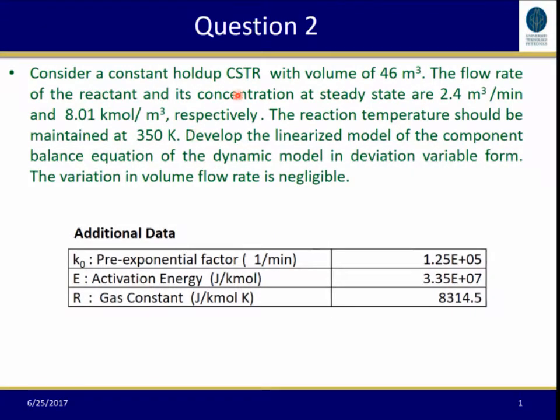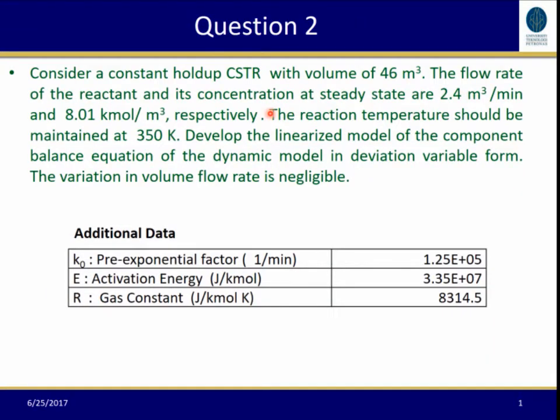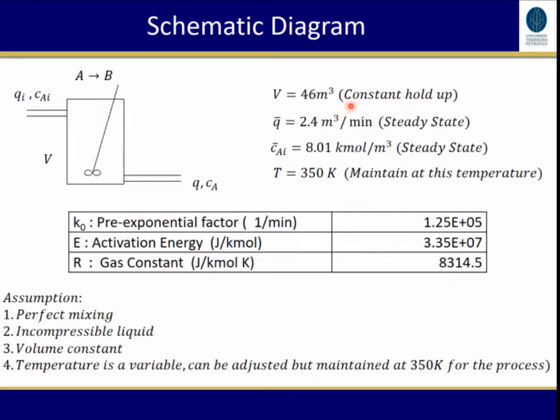Now let's move on to question 2. All the information given in question 2 can be simplified in a schematic diagram. The constant volume of the tank is 46 cubic meters, and the information also gives that the flow rate and the concentration of component A at steady state are 2.4 cubic meters per minute and 8.01 kmol per cubic meter respectively. Please be careful that the concentration at steady state is labeled as CAi bar.